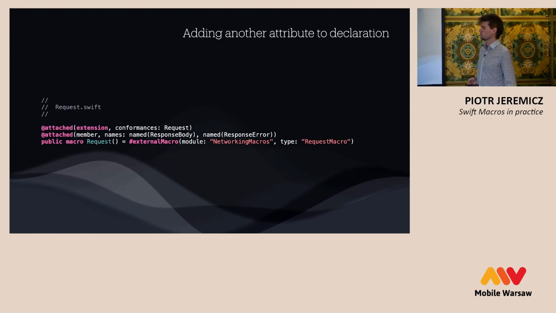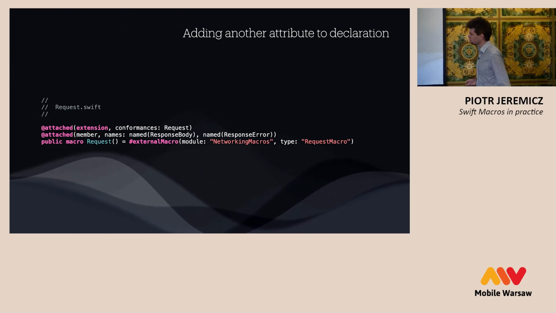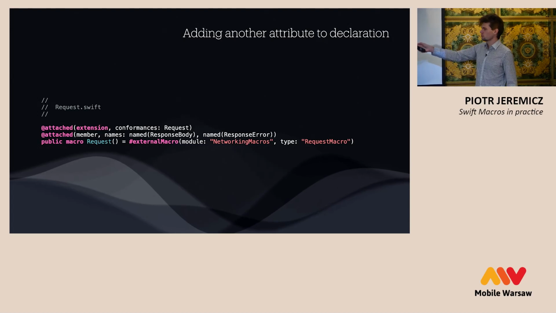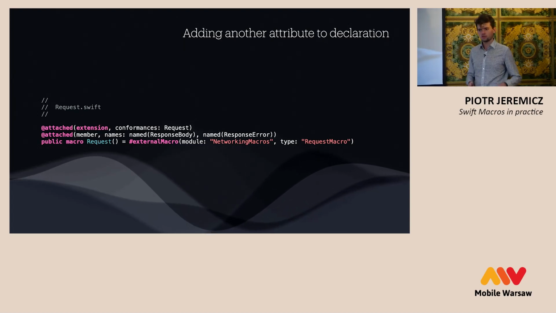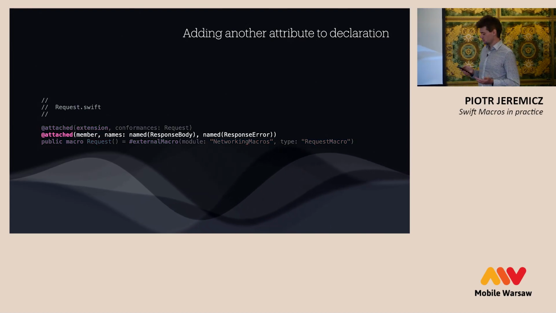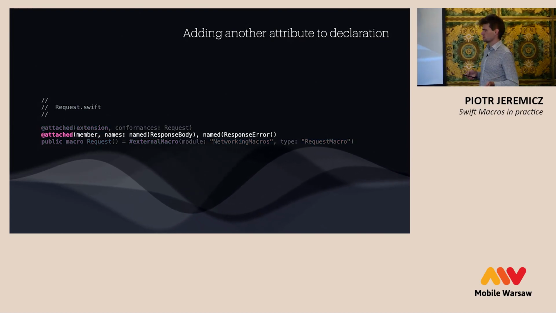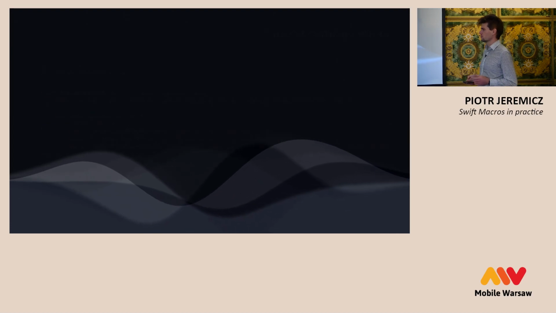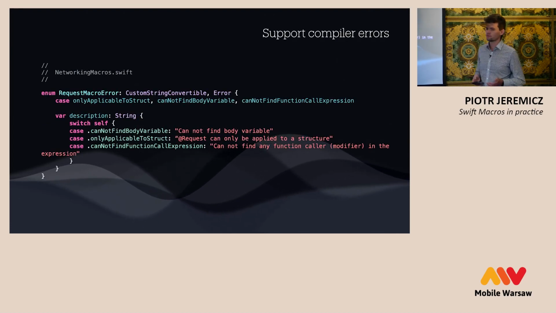What we would like to do next, we would like to attach the member attribute and declare that we will work with the response body and response error type. That is a type alias under the hood. And it was the easiest part. Right now we will go a little bit deeper with the implementation. So we will start from something easy.